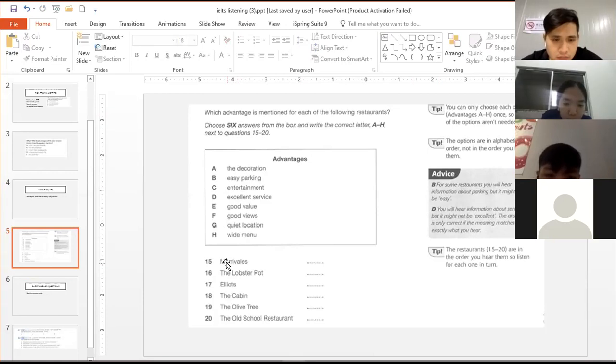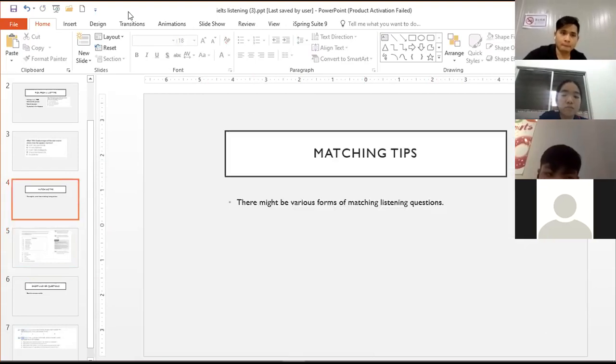In IELTS, let it be listening or reading, whenever it is in a matching question format, you will be given more choices all the time. You only have, let's see, 6 questions, but they give you like 8 choices, which means you won't need to choose 2 choices and you will leave them behind. The options are in alphabetical order, so make sure when you write your answers, you do the same thing. You write A, B, C, D in capital letters, so do not write small letters. That would be wrong.